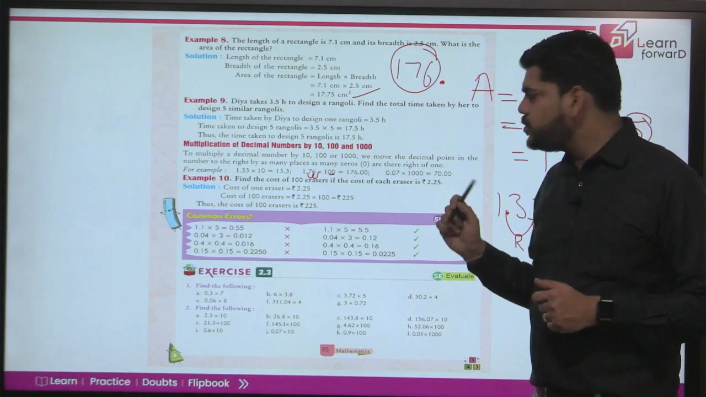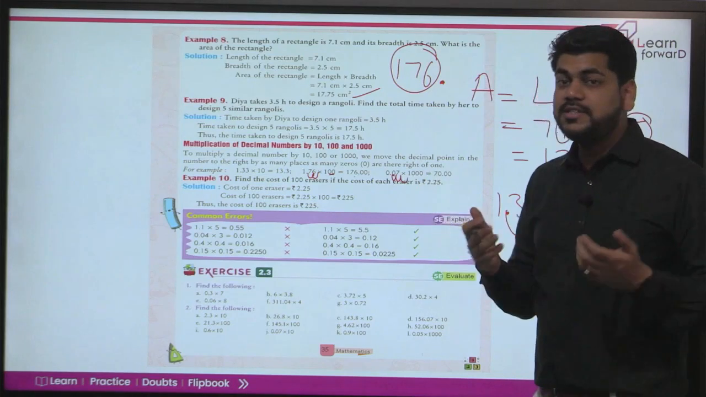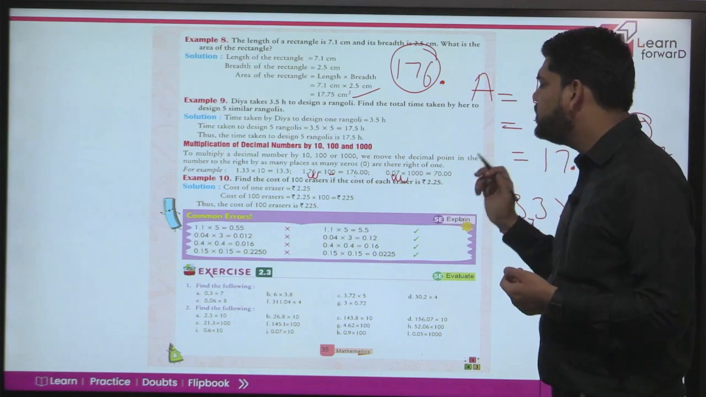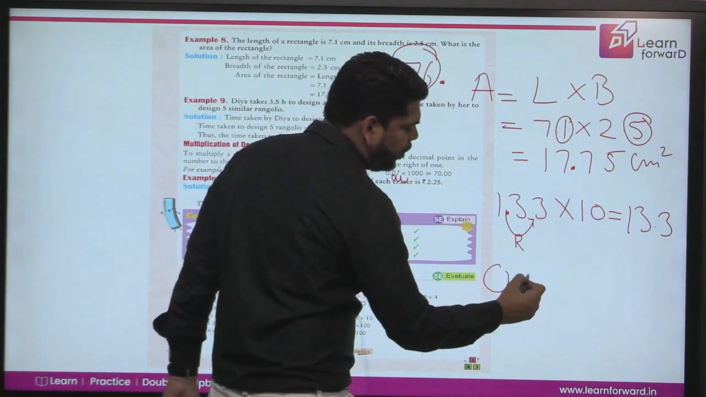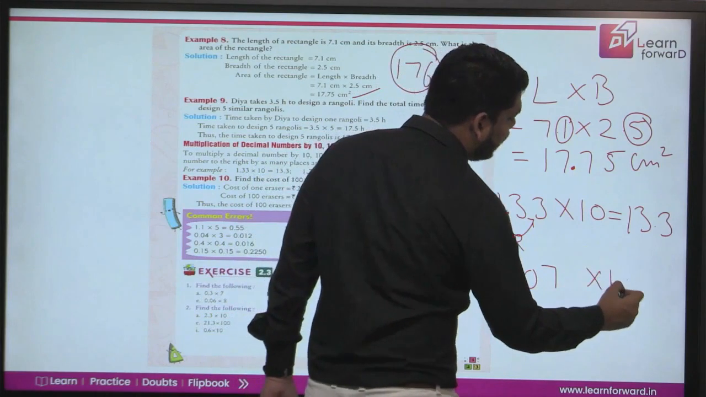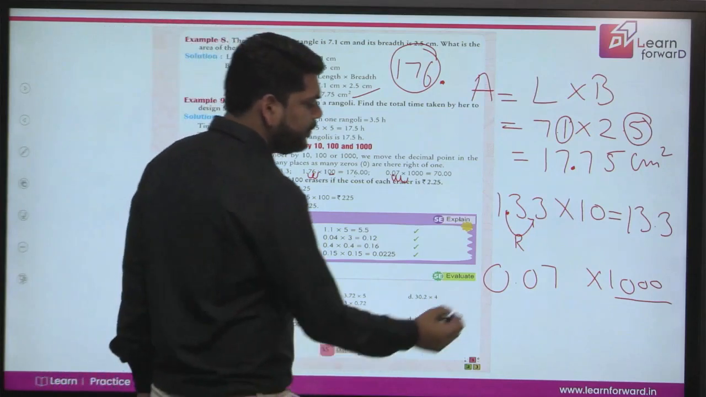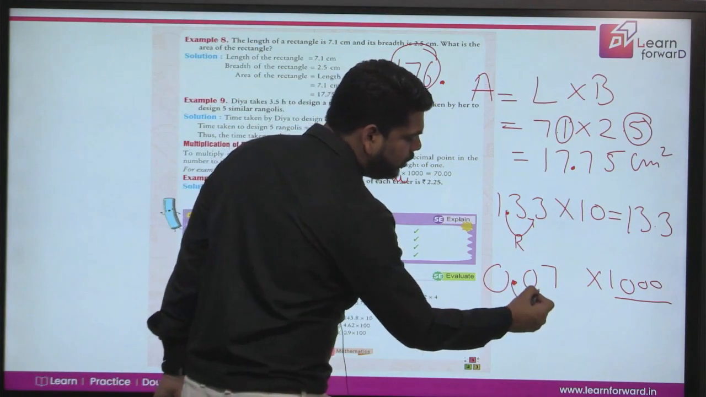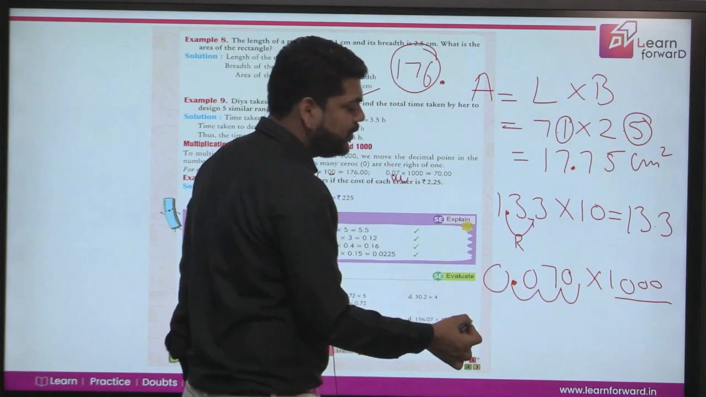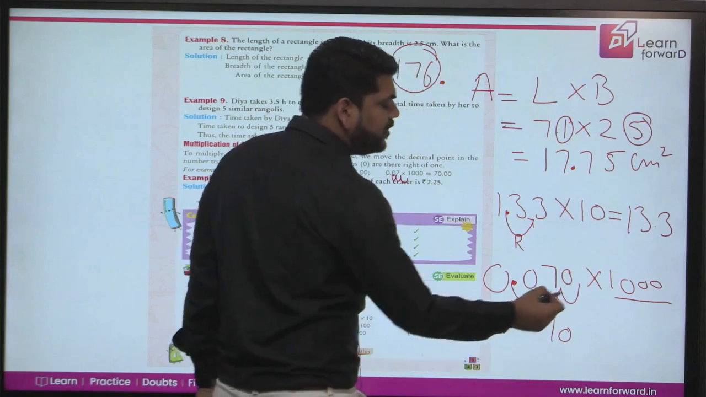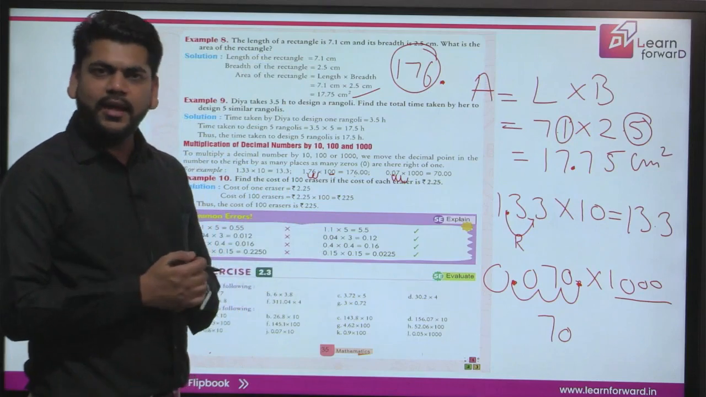0.07 multiply with 1000, so it will shift 1, 2 and 3. Since there is nothing after 7, we will put 0. Let me show you. The number was 0.07 multiply with 1000. So how many times do we need to shift the decimal? 3 times. It will shift from here to 1, 2 and 3. Since nothing is here, we'll put 0. So the answer is 70. Since there is no value of decimal at the end, we can write 70 as our answer. Clear? Okay.